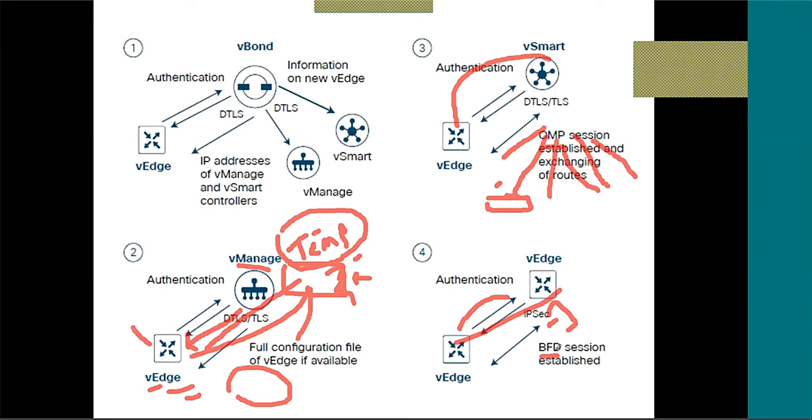So authentication with the vBond, authentication with vManage, authentication with the vSmart, authentication with the vEdges, and when everything is completed, vEdge to vEdge IPsec tunnel, and to check each tunnel quality and then liveliness, BFD. So this whole process is automated. We don't have to do any OMP specific settings. We don't have to do any BFD specific settings and then IP specific settings. Nothing. So everything is automated.